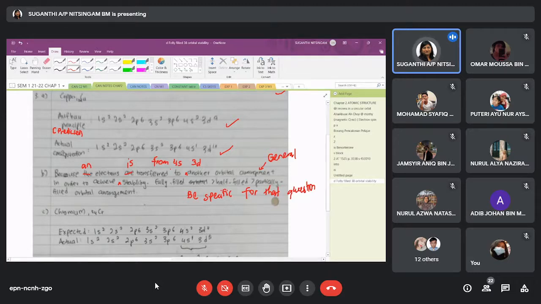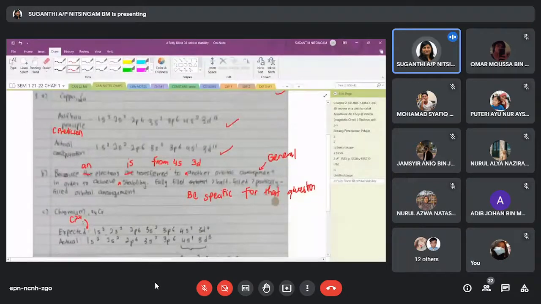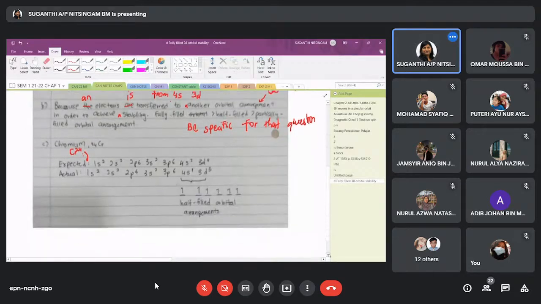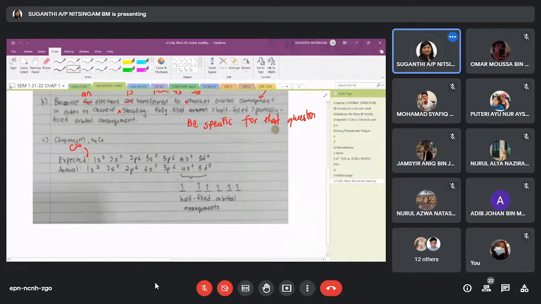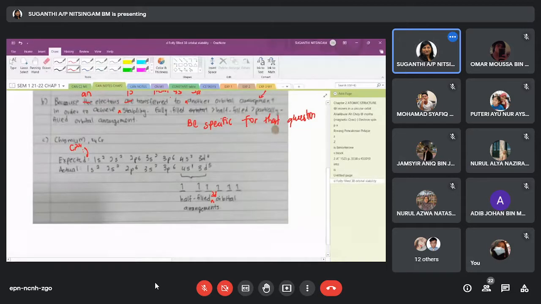Okay, so chromium, he has also written the expected configuration. It is good practice to write the element with its proton number, write like this and then continue with the configuration. I'm sure he did half-fill orbital. Don't write just orbital, write 3d orbital. Stability of half-fill 3d orbital. So you must say an electron from 4s is transferred to 3d because a half-fill 3d orbital is more stable or has extra stability.